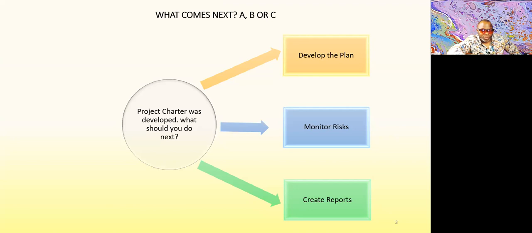Brilliant. The correct answer is develop the plan. It wouldn't be monitor risk because you just developed the charter. You wouldn't jump all the way into monitoring and controlling, right? You would have to plan the project because initiating is developing the charter and identifying stakeholders. You got it. Well done. Let's go to our next one.